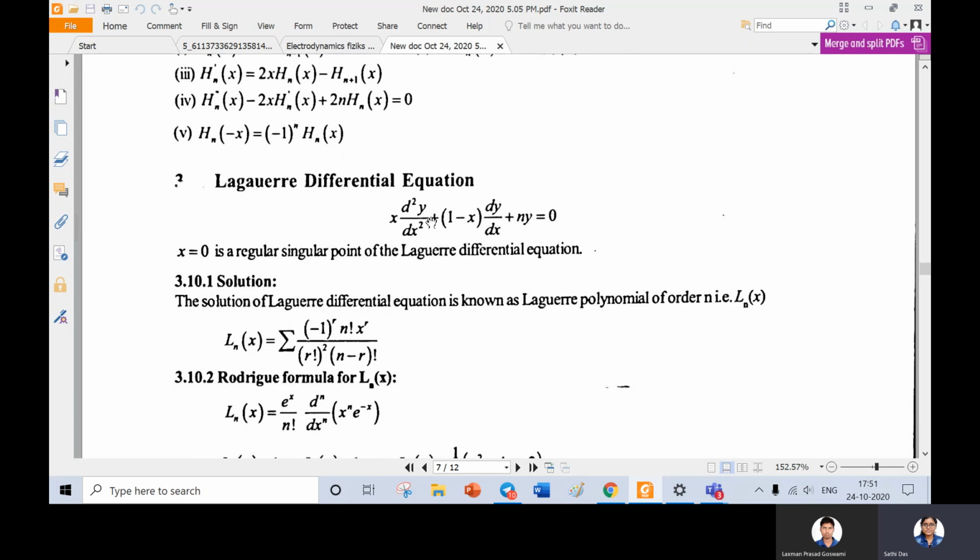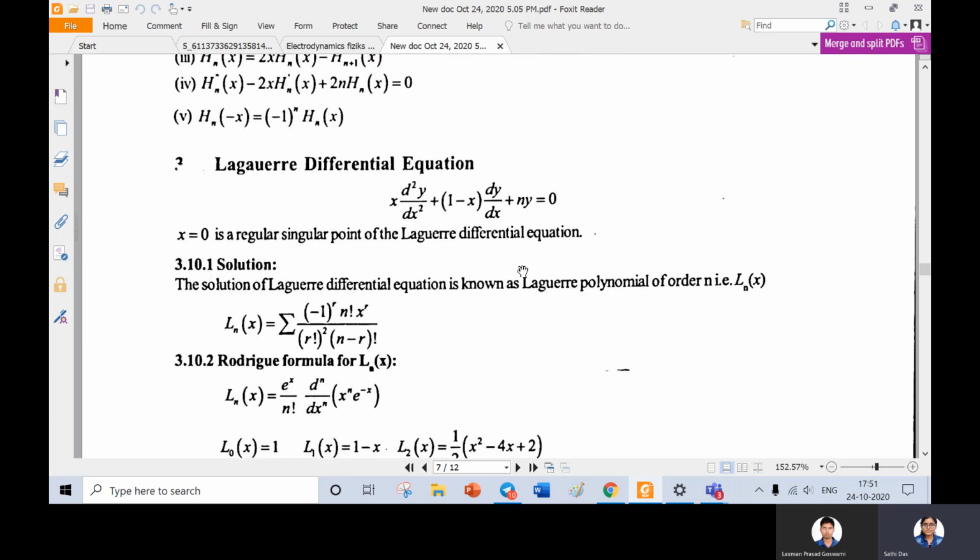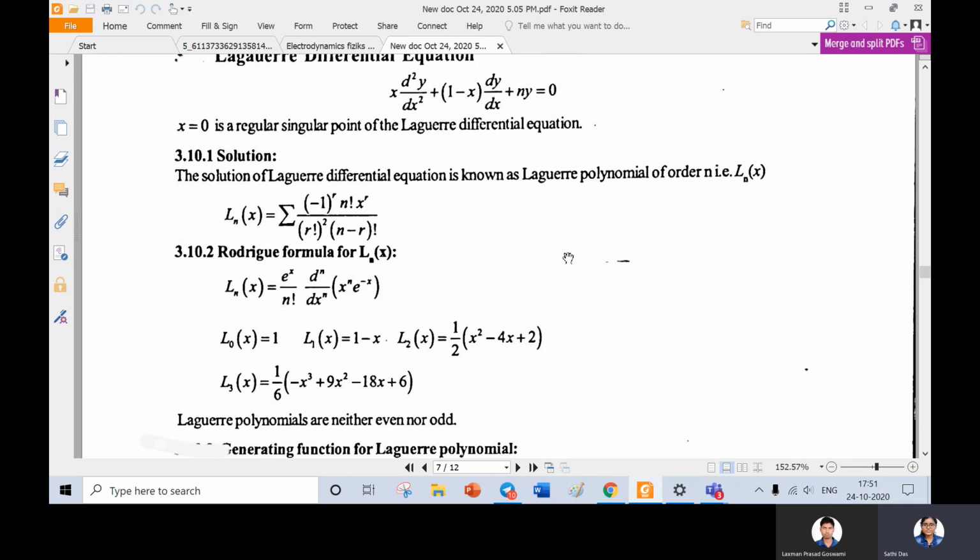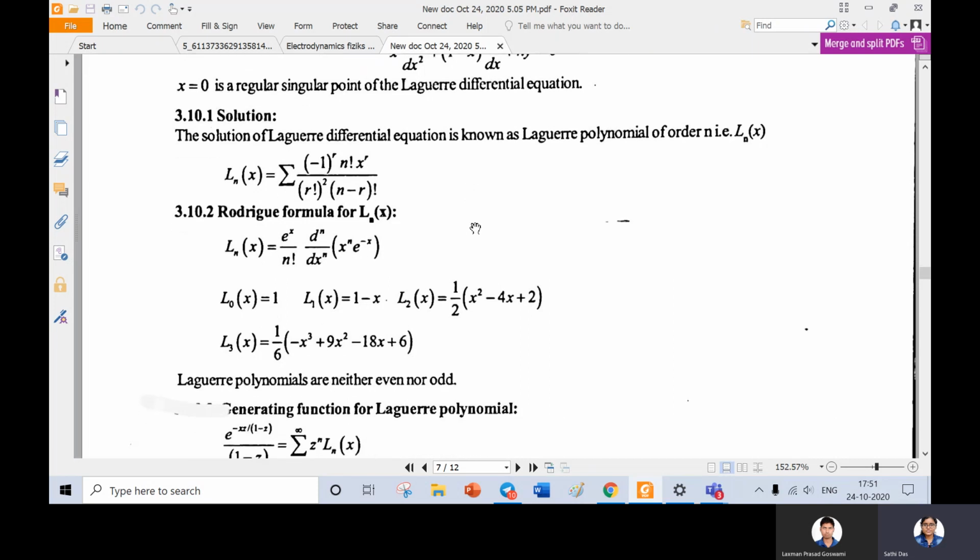Another important differential equation is the Laguerre differential equation. It has the form x d^2y/dx^2 plus (1 - x) dy/dx plus n y equals 0. x equals 0 is a regular singular point of the Laguerre differential equation. And the solution, L_n(x), has the form sum of (-1)^r n! x^r divided by (r!)^2 (n-r)!.